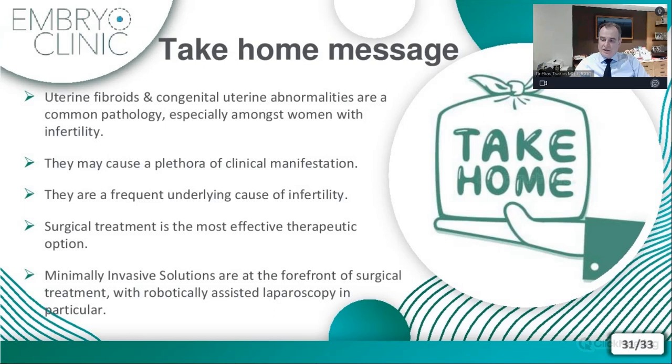Now, take-home messages so that I can give you some time for questions. Firstly, any anomalies of the uterus may have an impact on fertility. They may cause a plethora of clinical manifestations. They are often the underlying cause of infertility. I've had dozens of cases in which patients were referred to me, to our team, having had all comprehensive and sophisticated recurrent miscarriage investigations, and they had missed the fact that they were suffering from either submucous fibroids blocking most of the uterine cavity, or congenital anomalies that were undiagnosed and untreated.